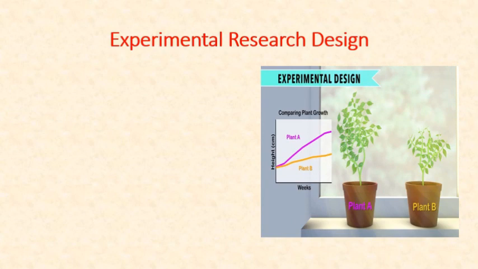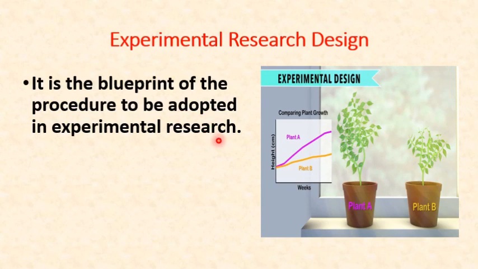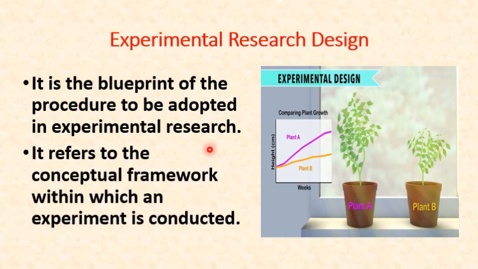Experimental research design. It is the blueprint of the procedure to be adopted in experimental research. It is the plan of action for experimental research. It refers to the conceptual framework within which an experiment is conducted. It is an example of experimental design. Here, the growth of plant A and plant B is experimented. So the inputs given to plant A may be different from the input given to plant B.